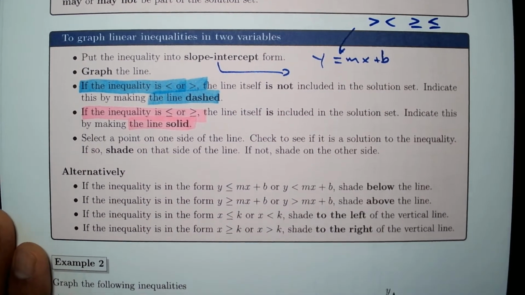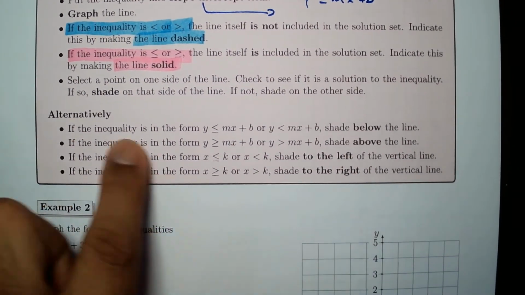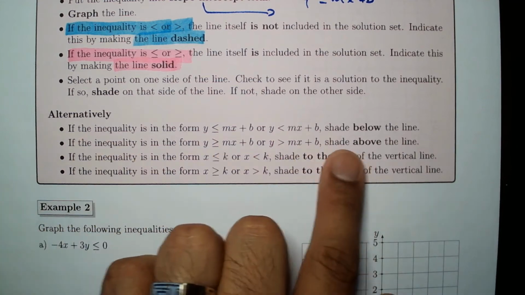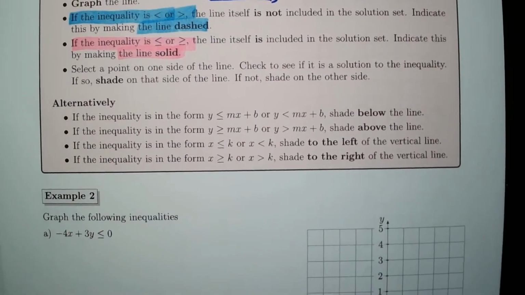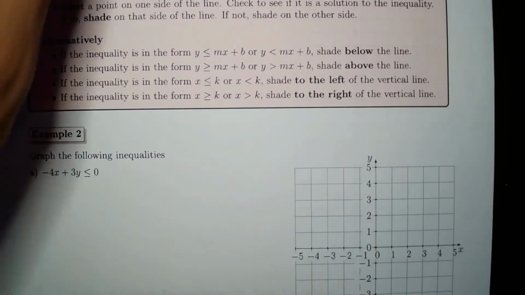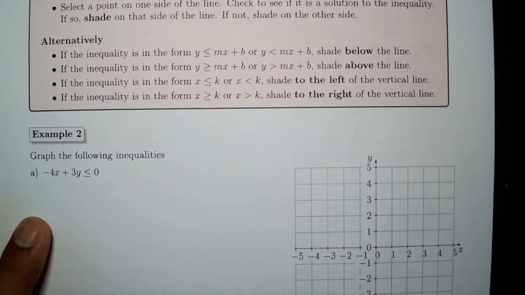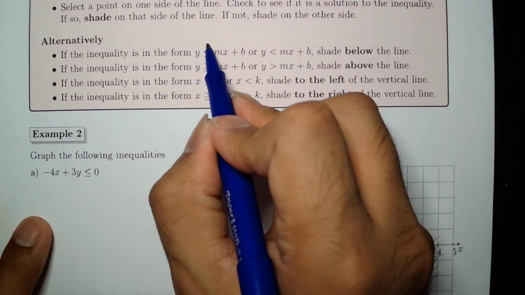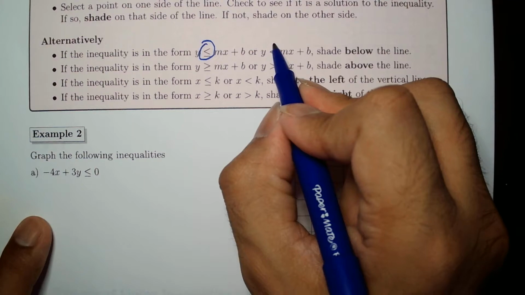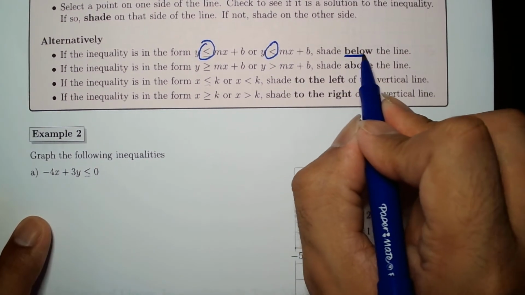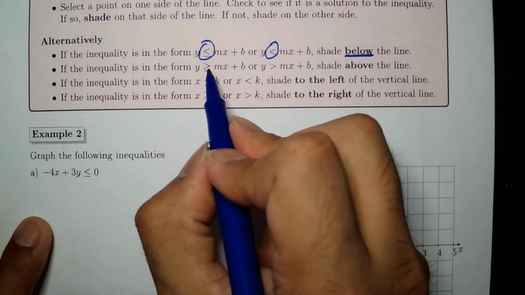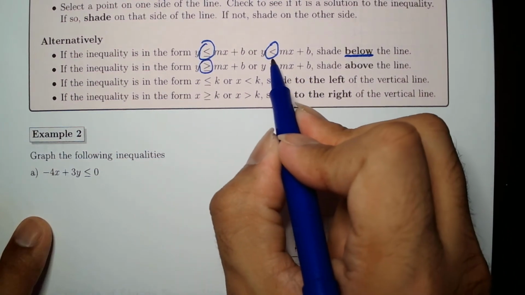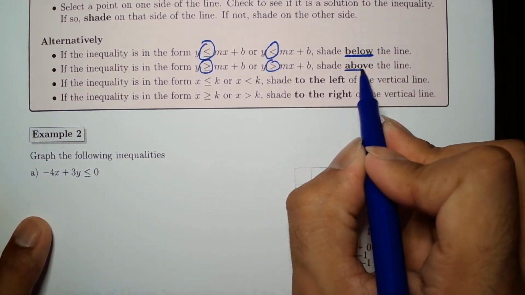The alternative method, well, I like using this method better to get the solution set. So when the inequality is of the form less than or equal or less than, shade below. If it's greater than or equal or greater than, shade above.